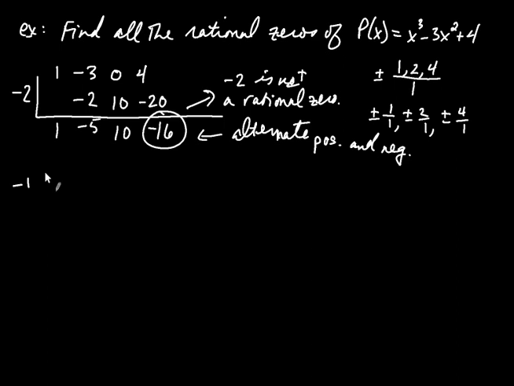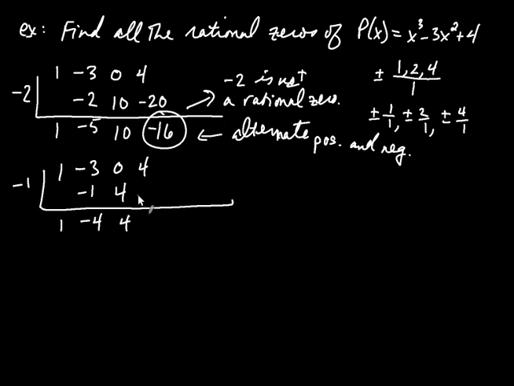Right, negative 1 is not less than negative 2. So once again, list the coefficients, 1, negative 3, 0, and 4. So it's going to be a 1, negative 1, negative 4. It's going to be positive 4, 4, negative 4. Okay, 0. Okay, we found that it works, right? So the fact that it's 0 implies that negative 1 is a rational root. Now that means that you can use what we found to factor that polynomial.